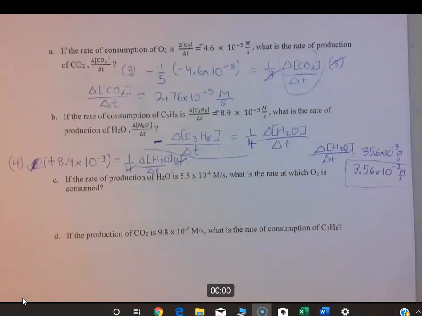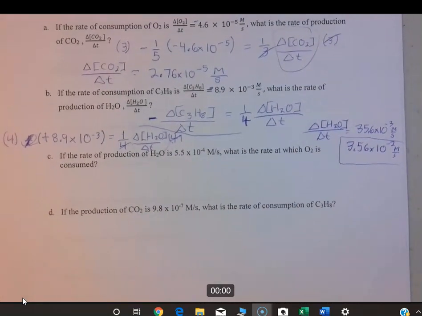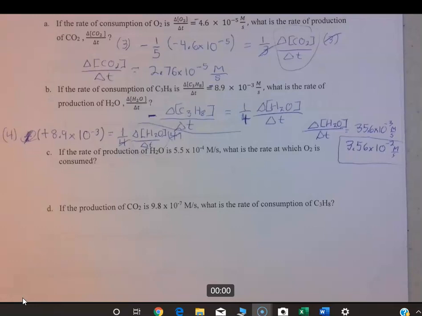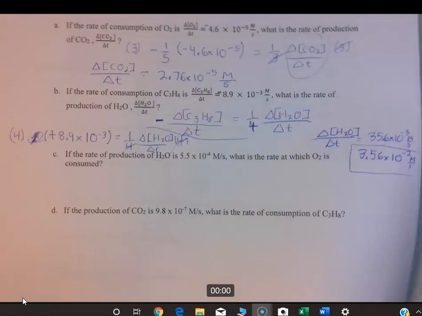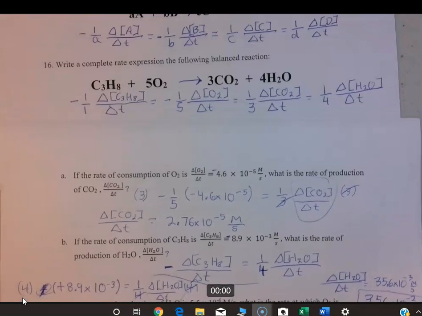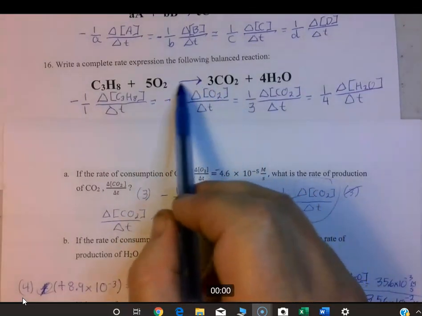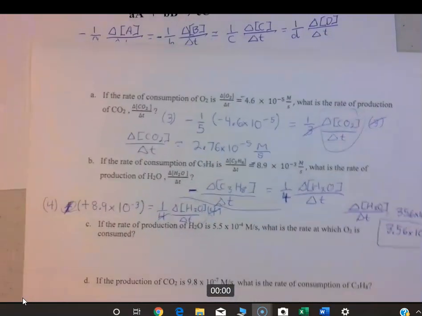Okay, let's keep doing this. If the rate of production of H2O is 5.5 times 10 to the minus 4 molar per second, what is the rate at which O2 is consumed? Again, we go up to the equation, and there's the rate expression for O2, which is what we're trying to find.